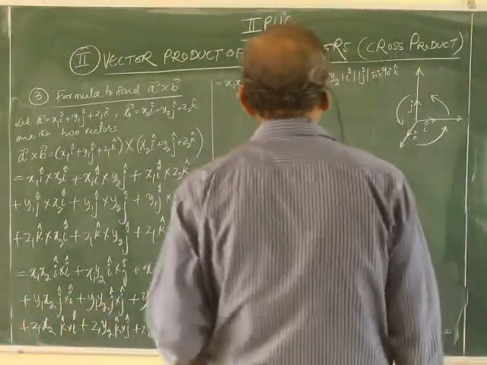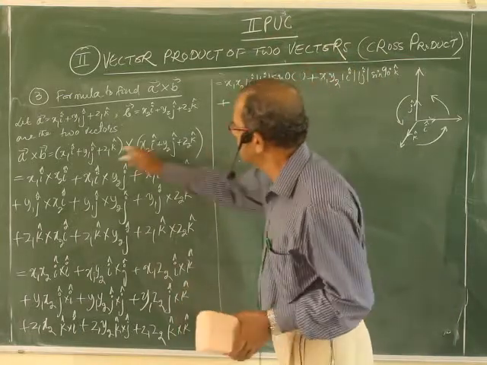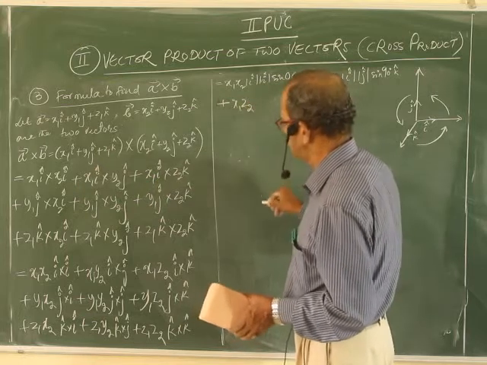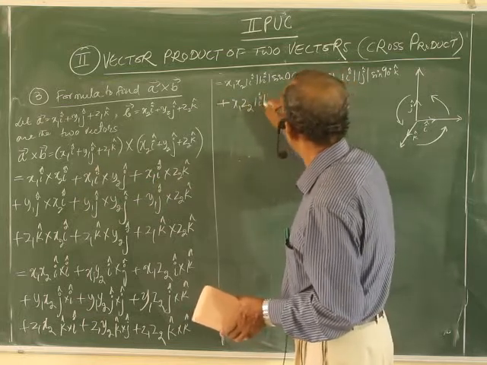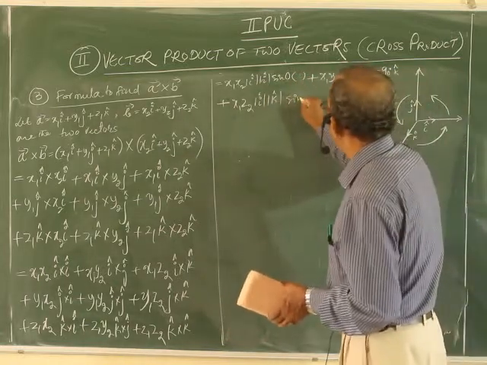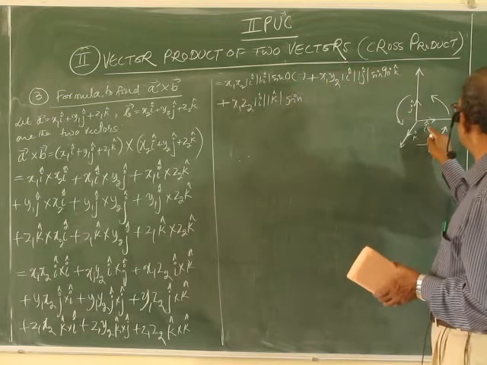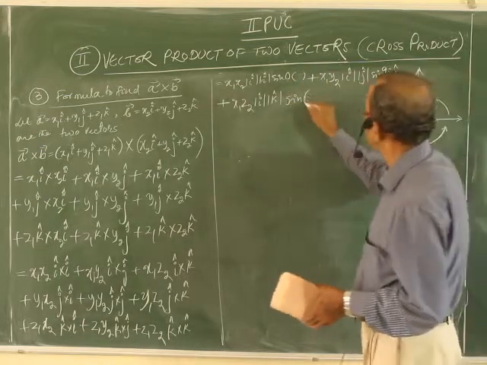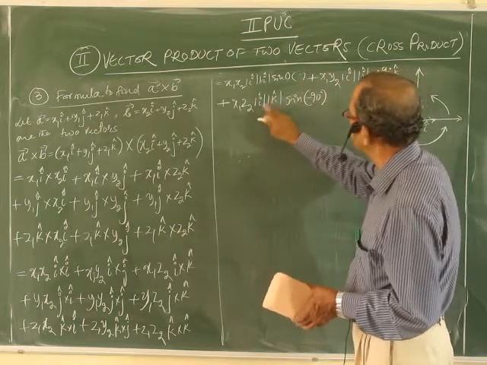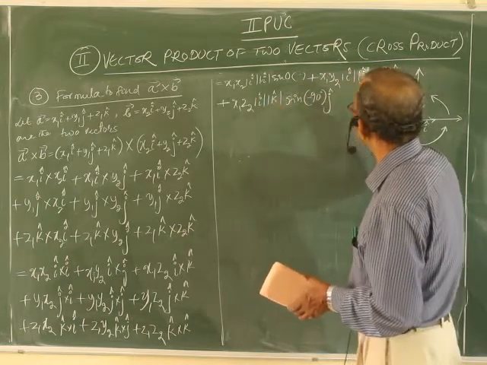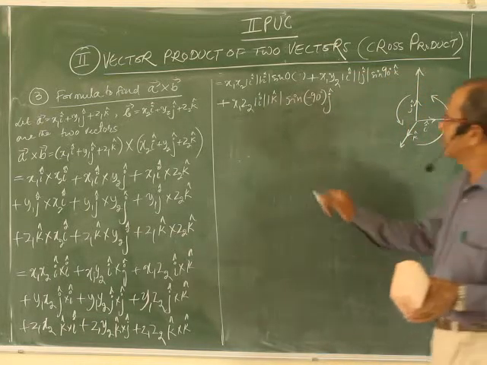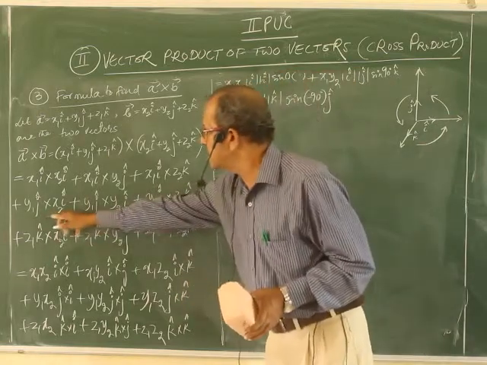Next one. Plus third one. x1 z2, mod i mod k, sine of angle between i and k reverse, minus 90. Careful. Into unit vector perpendicular to both i and k. It is j. Write carefully, please. Plus this one.